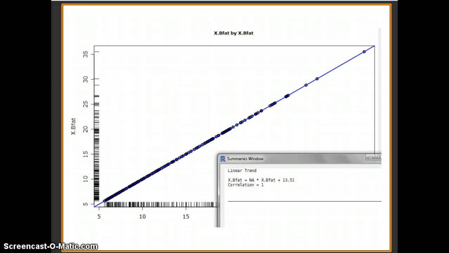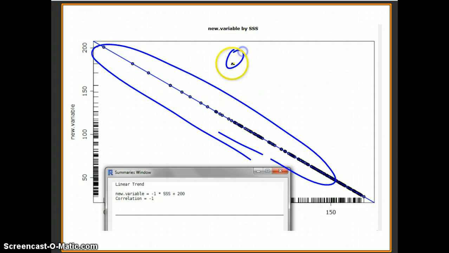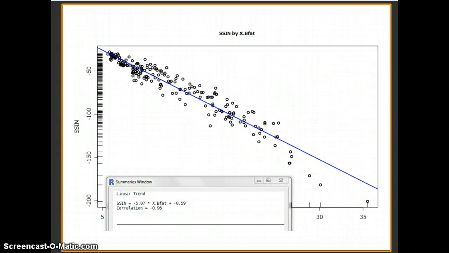As x increases, y increases. And all of the points are exactly on the line. There's absolutely no error in this model. It's perfect. The predictions would be perfect. Here we've got -1. So the dots are all also exactly fitting on the line. However, it's going downhill. So if you have a person on skis going from left to right, they're going downhill. So it's negative. Okay, next.